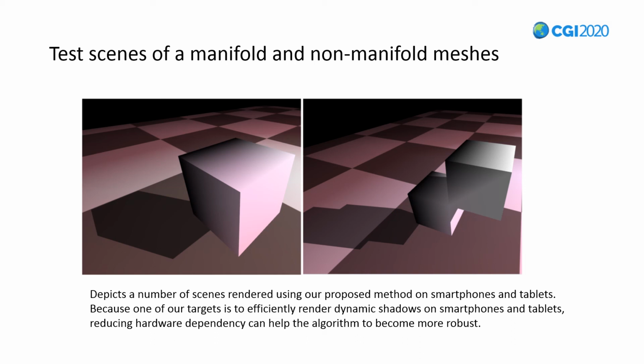Test scenes of manifold and non-manifold meshes. Despite the number of scenes rendered using our proposed method on smartphones and tablets, one of our targets is to efficiently render dynamic shadows on smartphones and tablets. Reducing hardware dependency can help algorithms to become more robust.